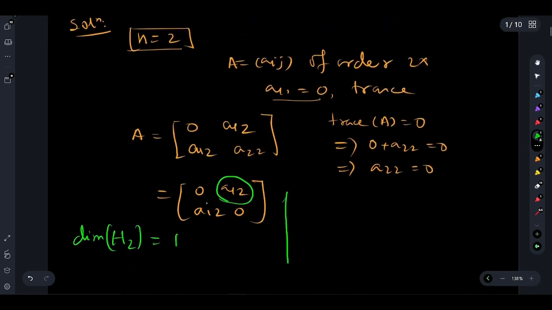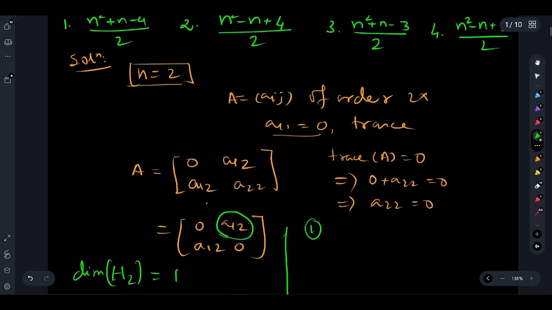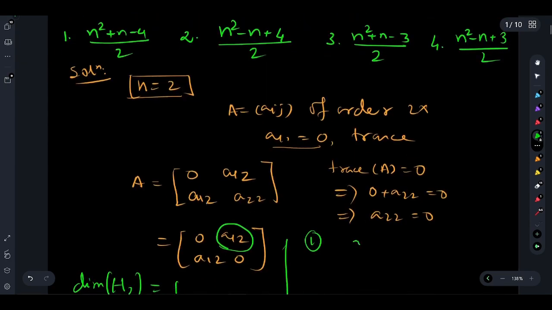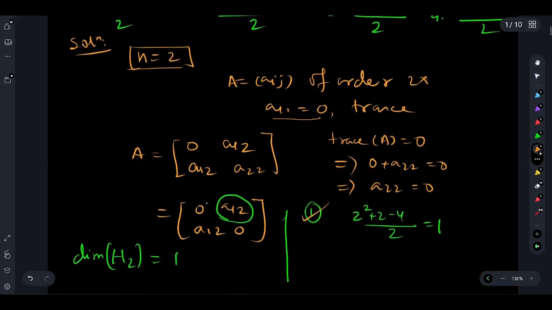So for the first case, if we substitute n equals 2, this one is 2 square plus 2 minus 4 by 2, so this one is 1. So this option may be correct. Why? Because here we are considering only the special case, so maybe this one is a correct option or maybe this is not a correct option. We have to check all the options.